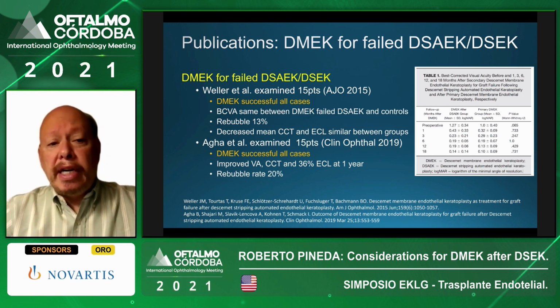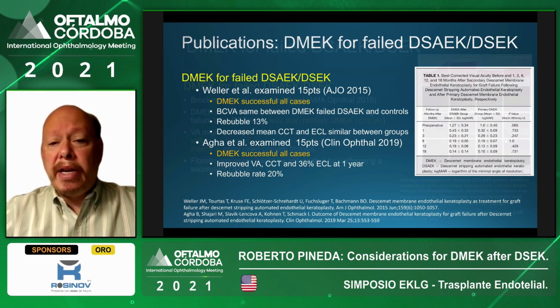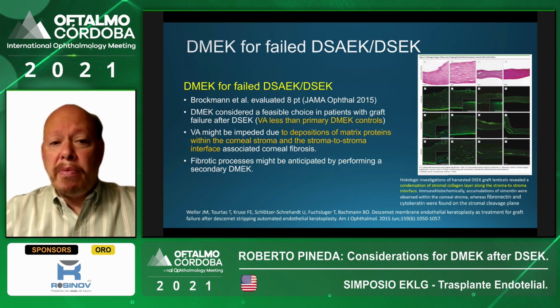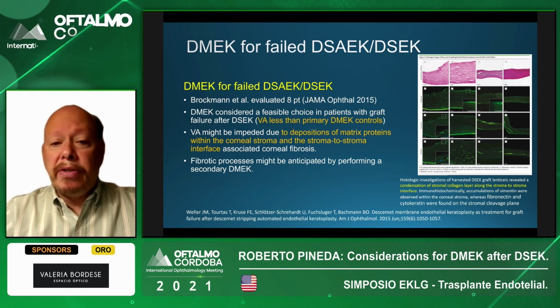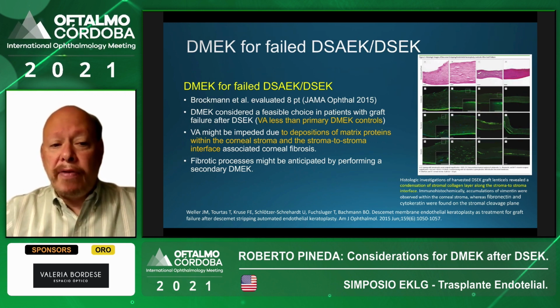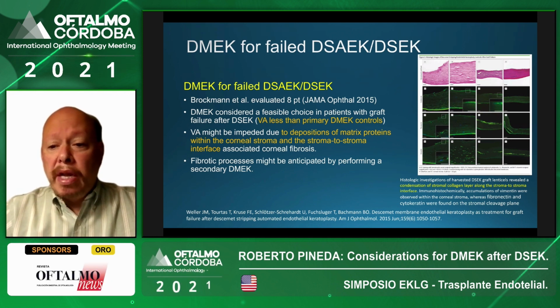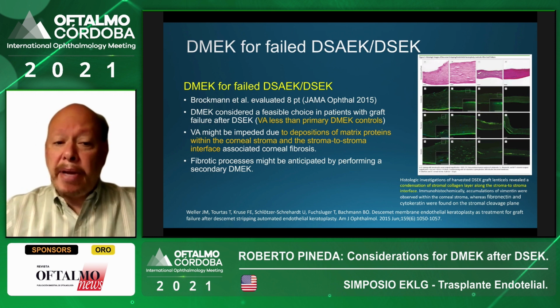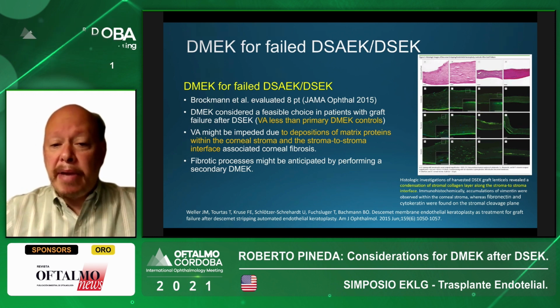So this is another study looking at DMEK for failed DSAEK, and again, a small one, but it looked at the histopathology of the removed DSAEK grafts. And in this particular study, they found that the visual acuity was a little bit less after compared to the primary DMEK controls. But they also showed that the vision might be impaired because there's deposition of protein matrix within the corneal stroma, as well as stroma to stroma interface fibrosis. And this might be anticipated also during the secondary DMEK surgery.